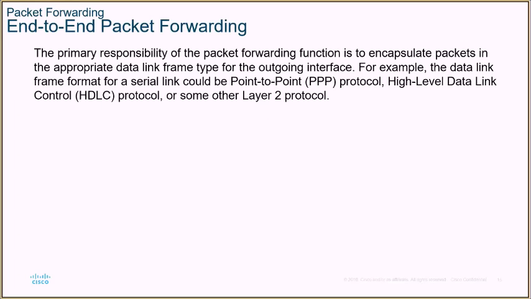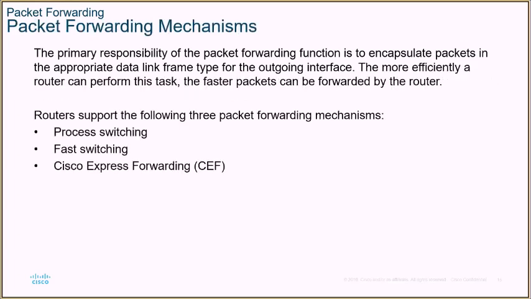So the primary responsibility of the packet forwarding function is to encapsulate packets in the appropriate data link frame type for the outgoing interface. For example, the data link format for a serial link could be point-to-point, could be HDLC, or it could be some other layer 2 protocol. So of course it needs to know what encapsulation to use. So when a router does its forwarding function, it's actually got different options on how it will do it.